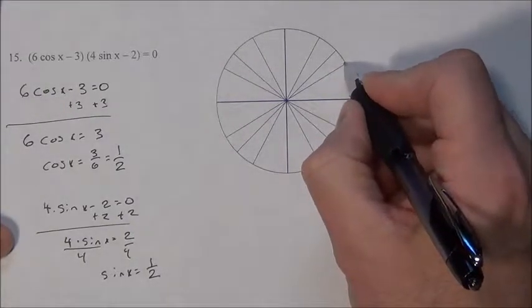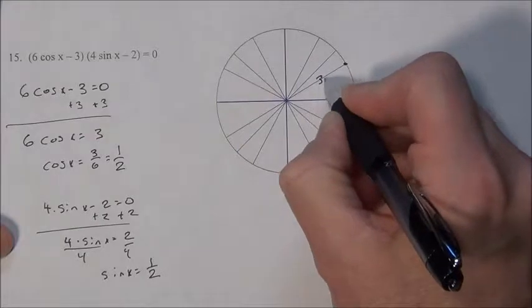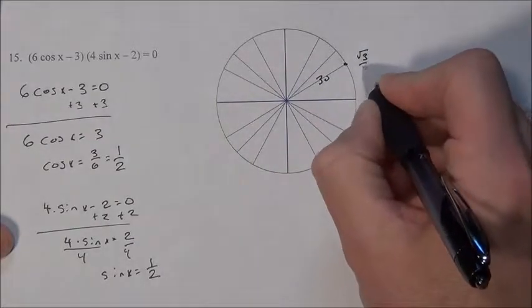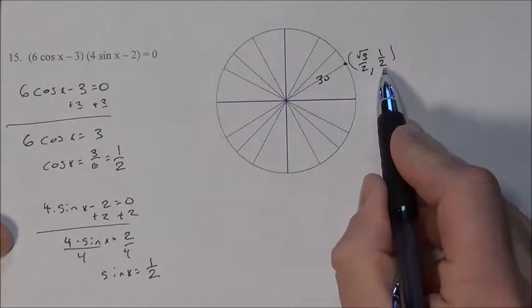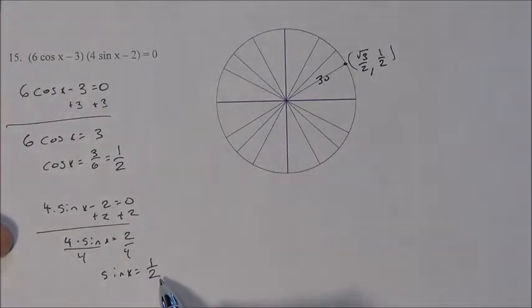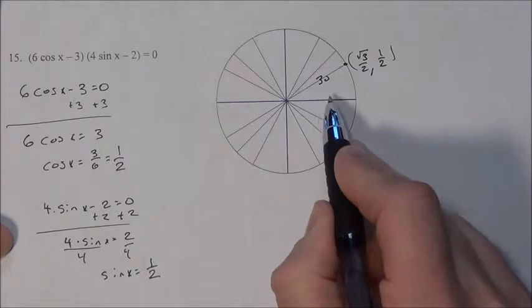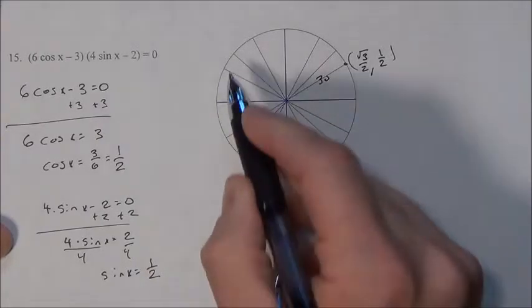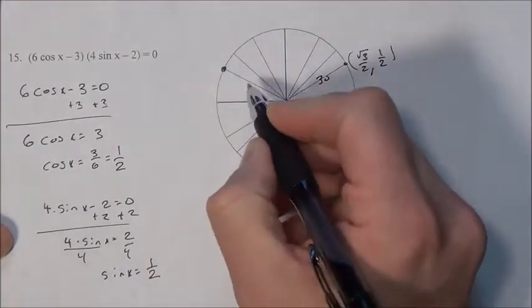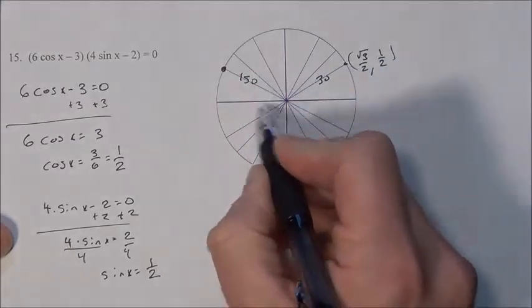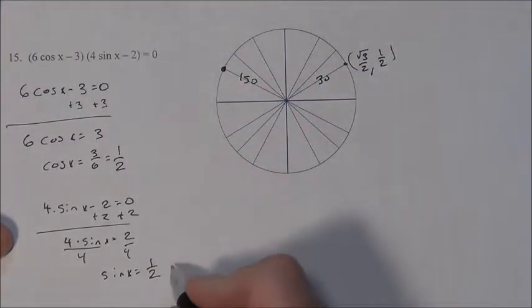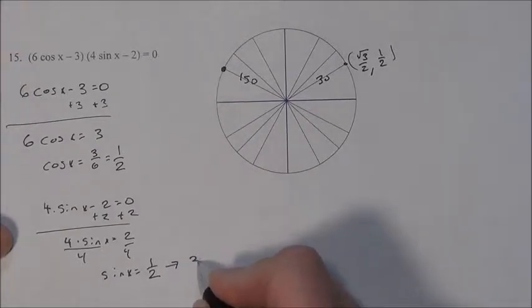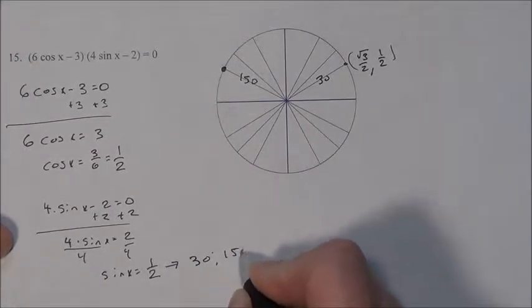Well, right here, our very first point here at 30 degrees, we know that's √3/2, 1/2. The sine value is a half right there. So this is 30 degrees. But where else is it a half? Where else does the height go up a half? Well, that's also going to be right here at 150 degrees, where it's gone over -√3/2 and up a half. So for this one, we have answers of 30 degrees and 150.